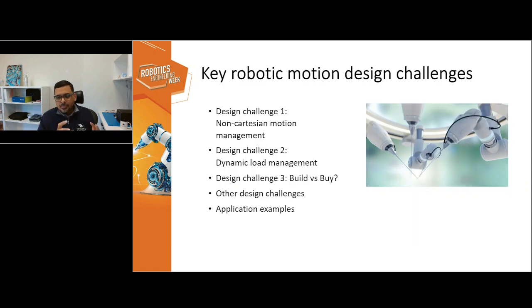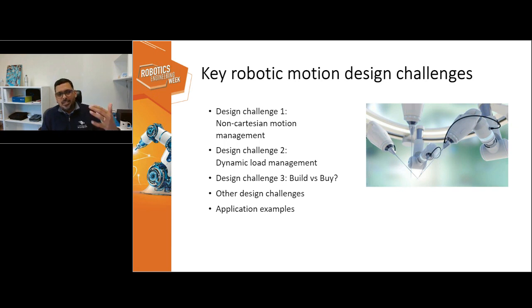This is a little bit longer presentation, so I said, let's take a look at what a typical robotic motion design challenge is. Before this, I ran a robotic 3D printing startup, and this Cartesian versus non-Cartesian motion management was a big deal. For 3D printing, we used to slice the layers, and then translating them into a non-Cartesian space was a lot of math. It was a tough problem to solve. So that was the first design challenge I thought of.